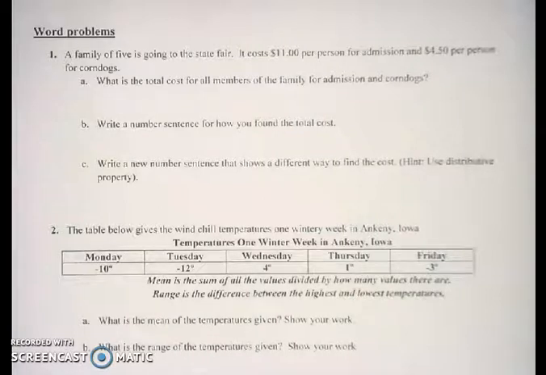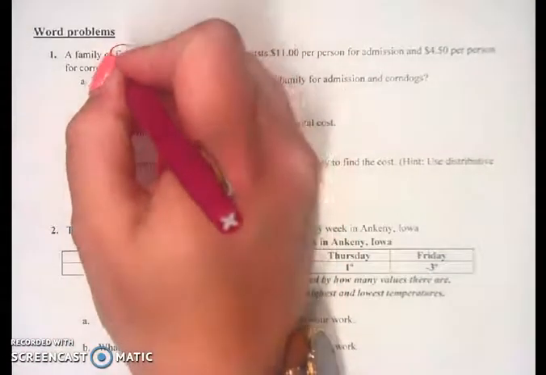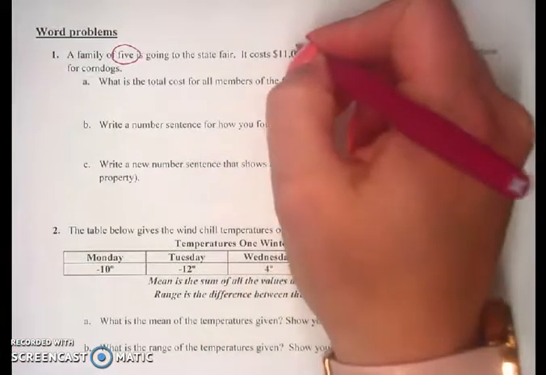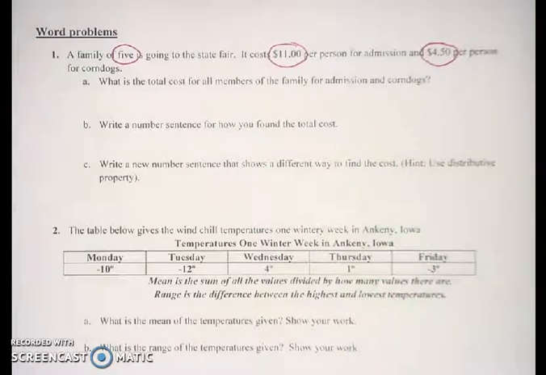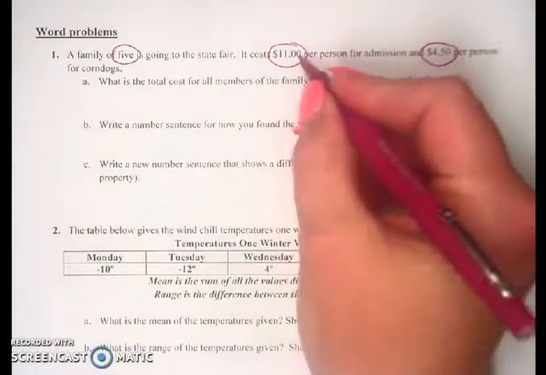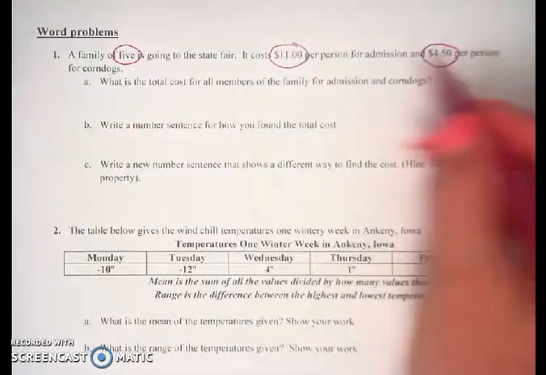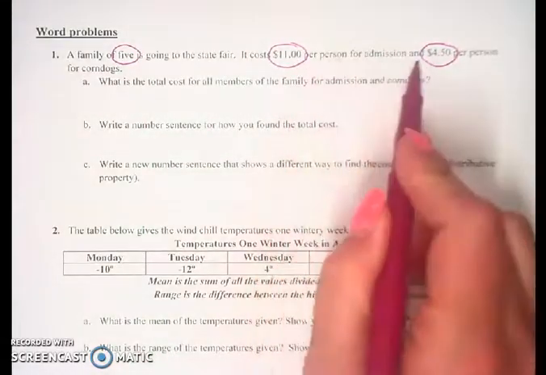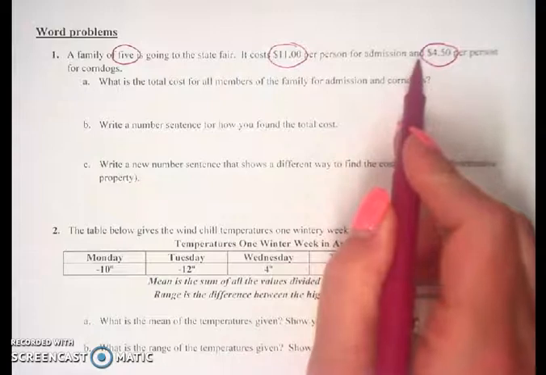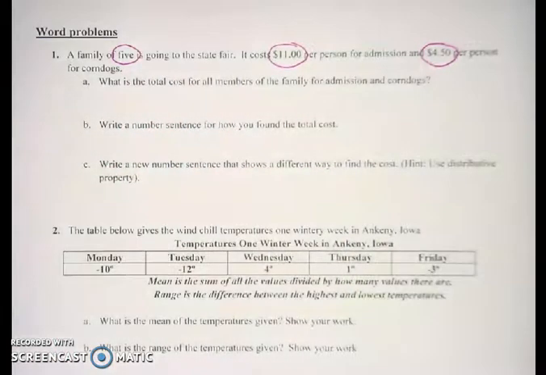So if I have the total cost for all members of the family for admission and corn dogs, well, there are 5 people total, and it's $11 to get in, and then it's $4.50 for a corn dog. We're assuming each person is going to buy a corn dog here. So I'm going to take $11 times 5 and $4.50 times 5. Or I could add them together and find the cost for the admission and the corn dog before taking it times 5. Either way you want to do it is fine. I'll jot down both, and you only need to copy the one that you prefer.